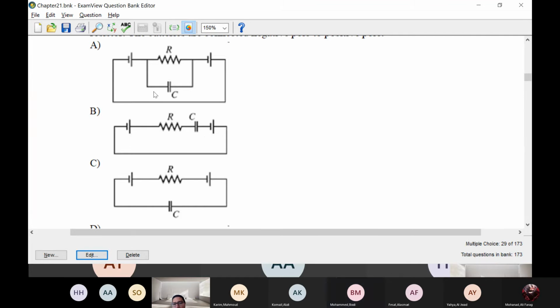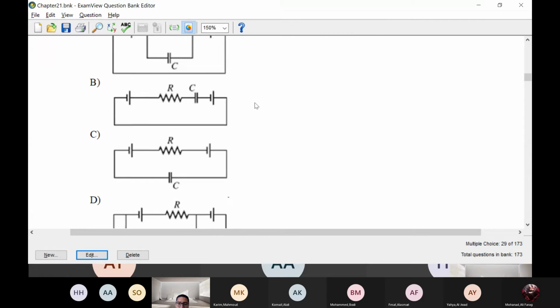So the answer is not B. Here they are in series, because the current will leave this battery, enter the capacitor, then enter the resistance. We want parallel, which means you will have two branches between R and C, which is A. The current will split into a branch here and another branch here. So C is in parallel with R because both have two branches that are connected together. This is called a parallel connection.